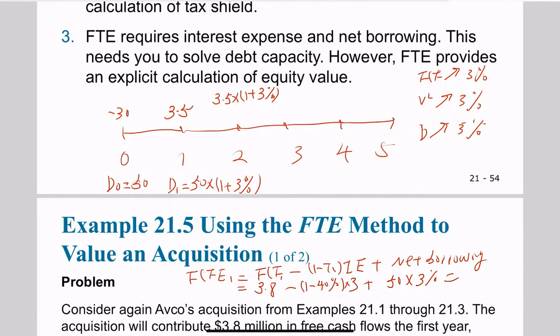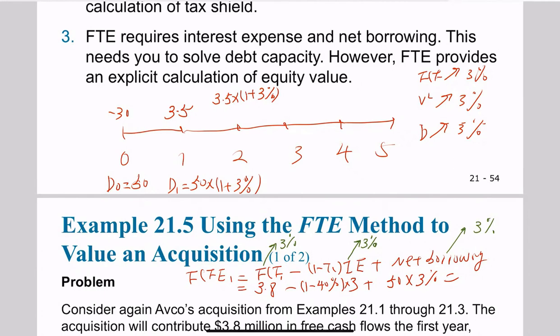So why do we have this result? Well, the reason is you can see that the firm's free cash flow increases at 3%. And the firm's interest expense increases at 3%. And the firm's net borrowing will also increase at 3%, right? So this basically means free cash flow to equity holders increases at 3%.